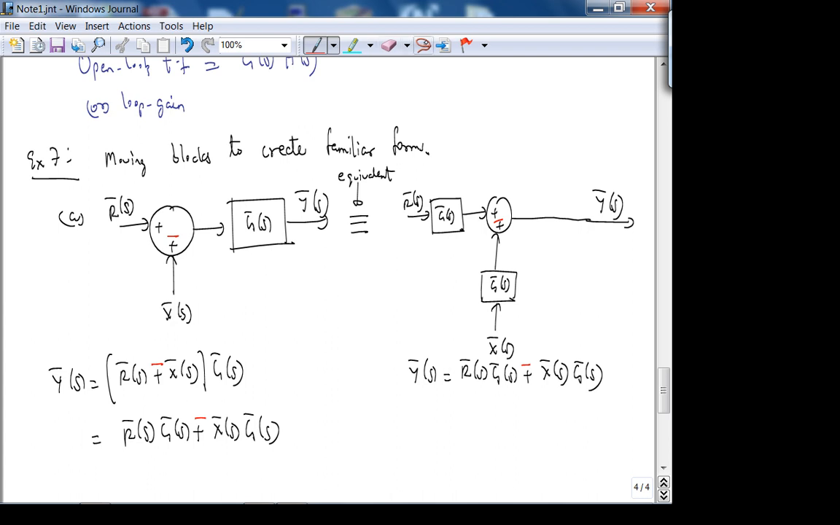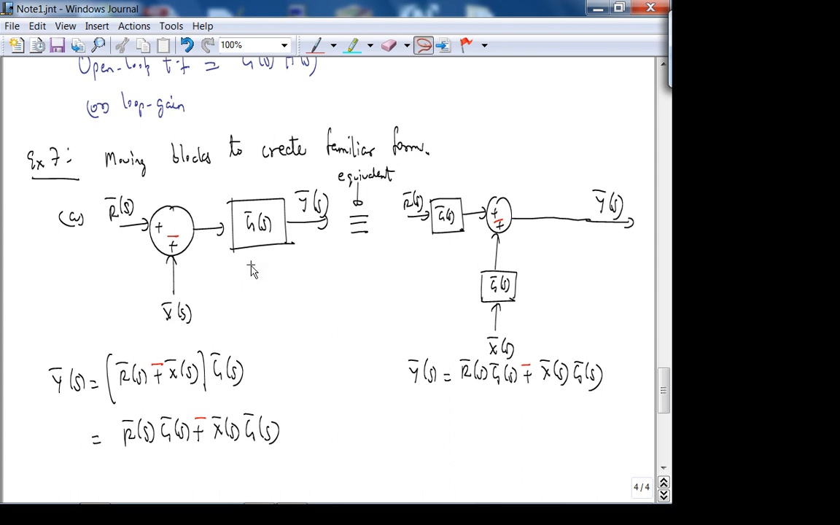People are like, hey, can I make this a negative G and put the plus here, for the negative sign in the summing junction? Yes, you can. There's no right or wrong way, as long as the equivalence is satisfied. I think about this as taking this transfer function, moving it past the summing junction. It's okay to think about this as taking the summing junction and moving it past to the right.